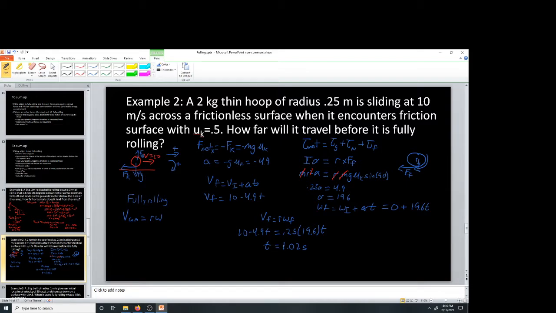Once I have the time, it's pretty easy to go back and find the change in x. Change in x equals v initial times time plus 1/2 at squared. I would actually solve that out, but I forgot to calculate it ahead of time, so we're going to leave that there. Sorry about that, but that's what you would do. Always find time first. Also, please note that alpha and A are not related. When it's rolling and sliding, you can't say that A equals R alpha, because it's not fully rolling.